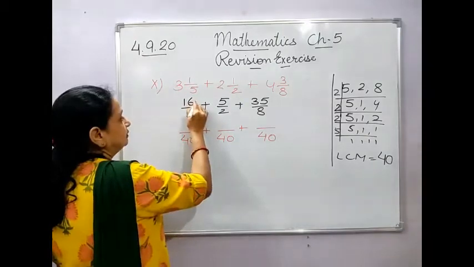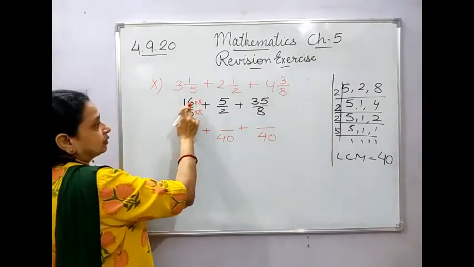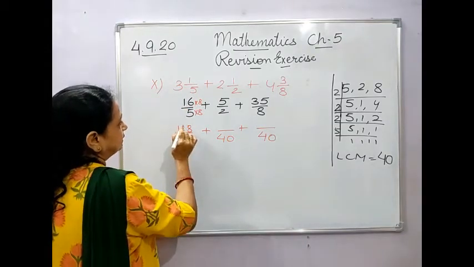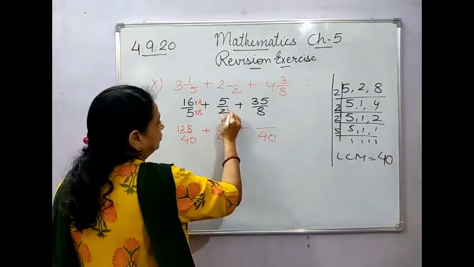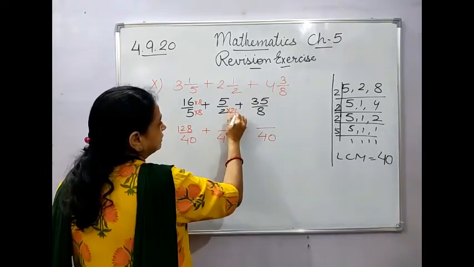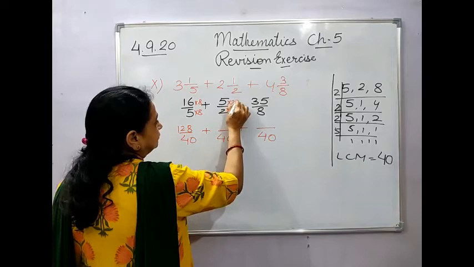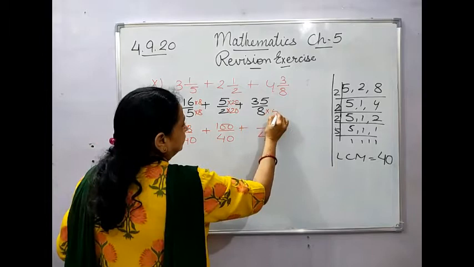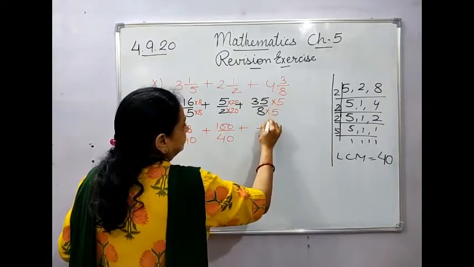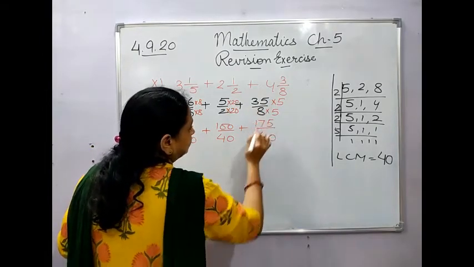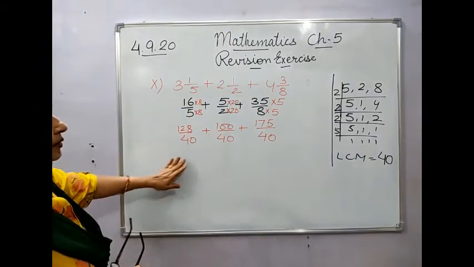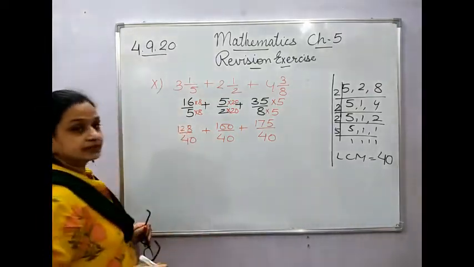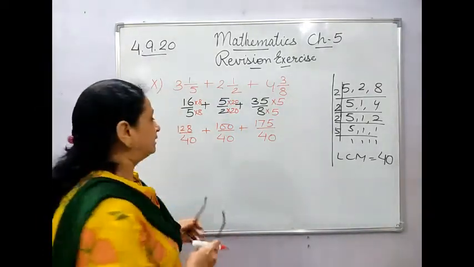5 8s are 40. So what is 16 8s are 128. Then 2 20s are 40. Then it is 100. 8 5s are 40, 175. Please have a look. Okay. Now since the denominators are all the same, now you can add them.